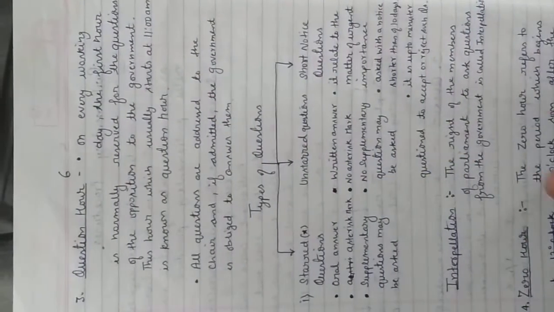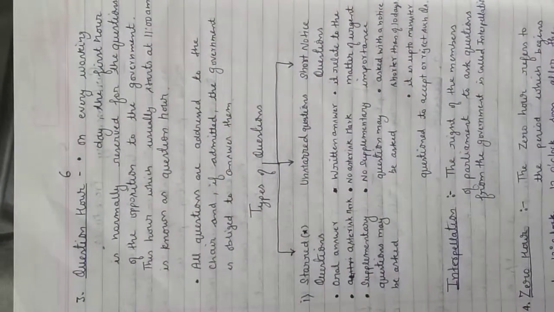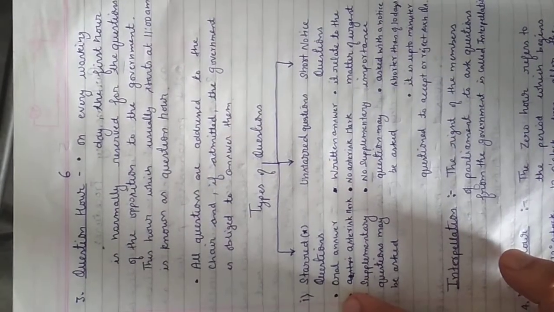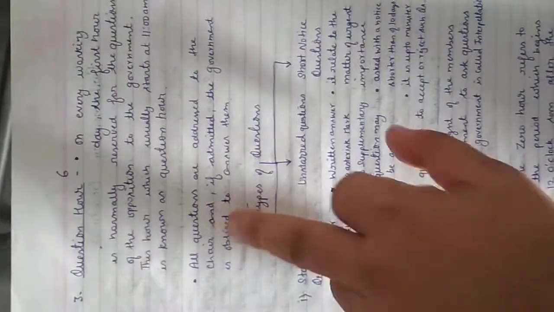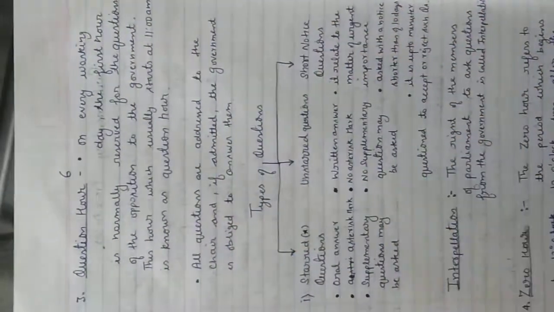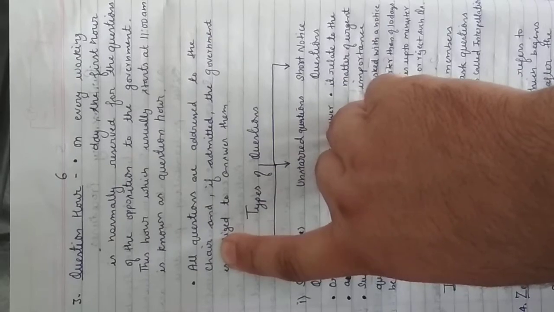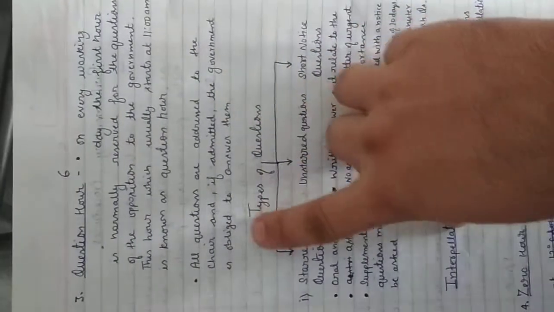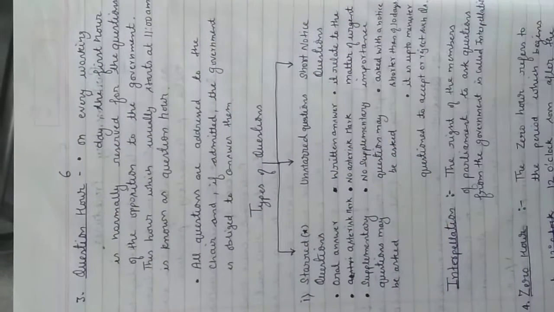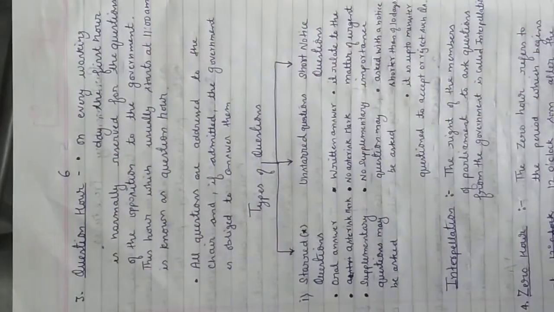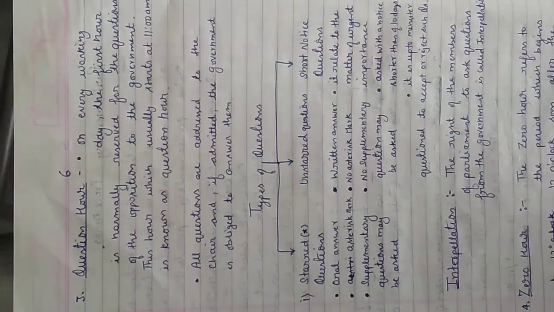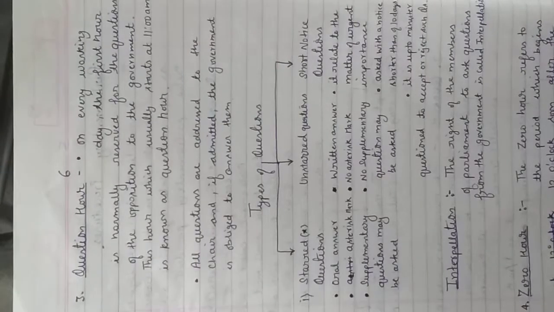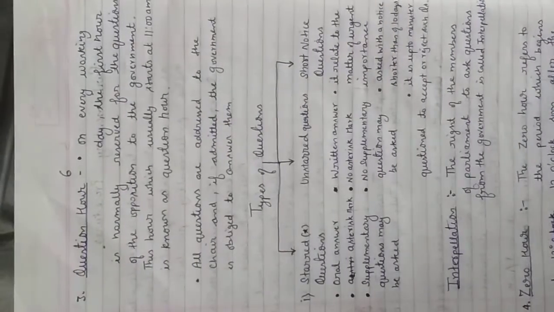In question hour the opposition party asks questions from the government. They ask different types of questions. And which are the types of questions? All questions are addressed to the chair, means to the speaker or whoever is sitting on the chair of the speaker. And if admitted, the government is obliged to answer them, right? If one person is questioning, and his question is admitted, then the government will have to answer that question.